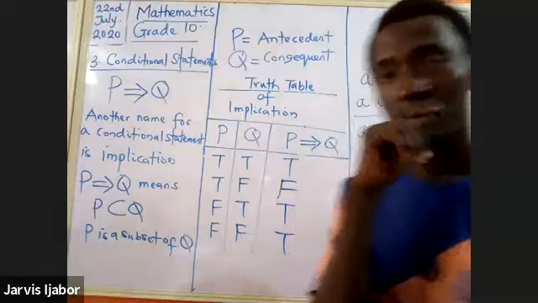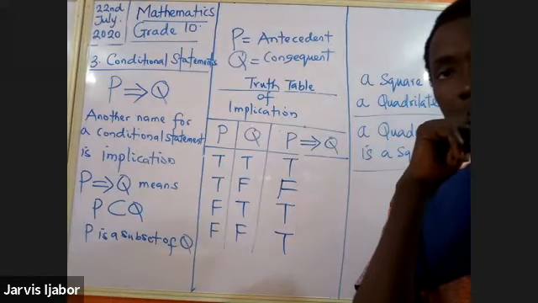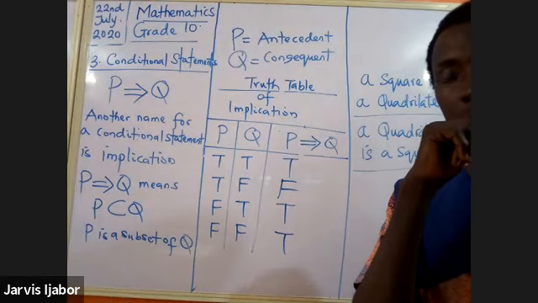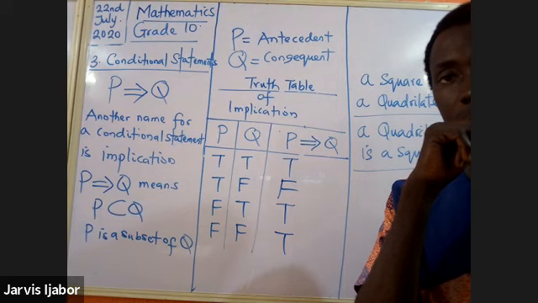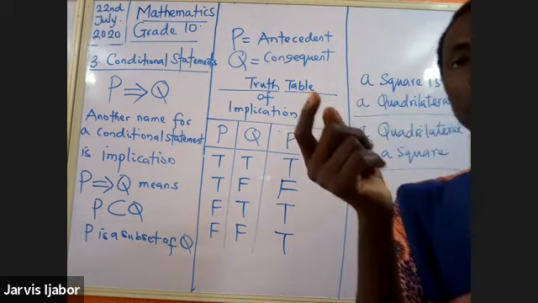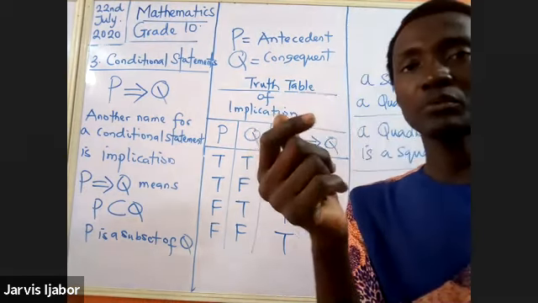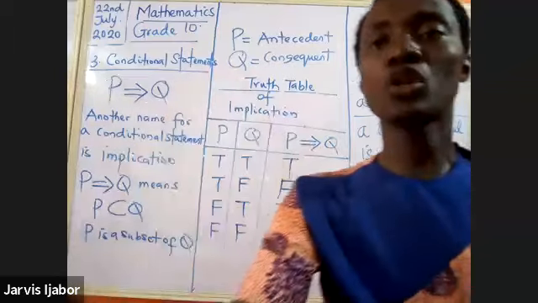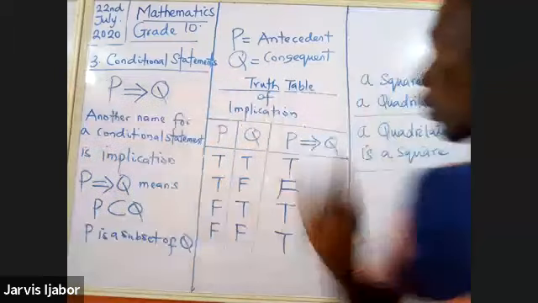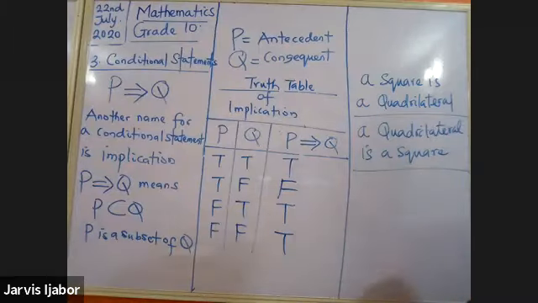Sir, if you go with the answer B and say that a quadrilateral is a square, you are wrong, because there are plenty of quadrilaterals which are not squares, like rectangle, parallelogram, kites. Beautiful. Good. So you discover that this is why it's a conditional statement.